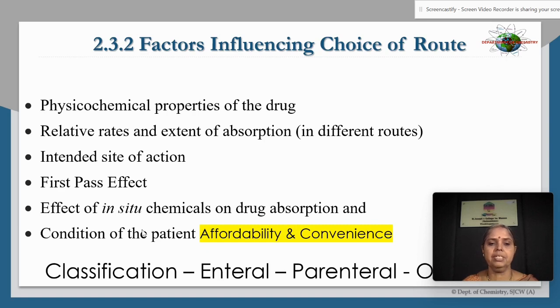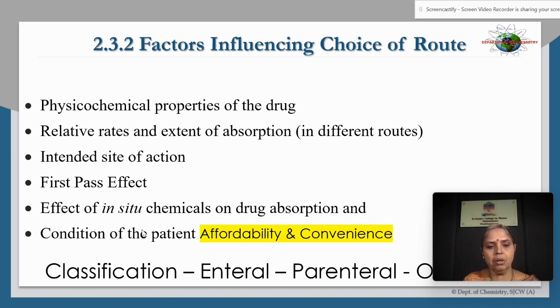First pass effect is characteristic of enteral routes. Enteral route means that if the drug is swallowed or if the drug is passed into the alimentary canal or the digestive tract, then definitely it has to go to the liver. If liver reduces the concentration of the drug, and if you do not know how much exactly the drug is going to the target site, then we say better avoid the alimentary canal or the digestive tract. So first pass effect is one factor which will decide the route of administration of drug.